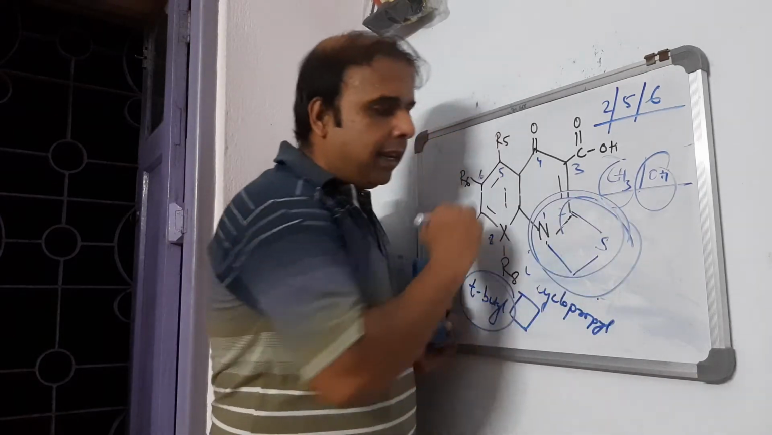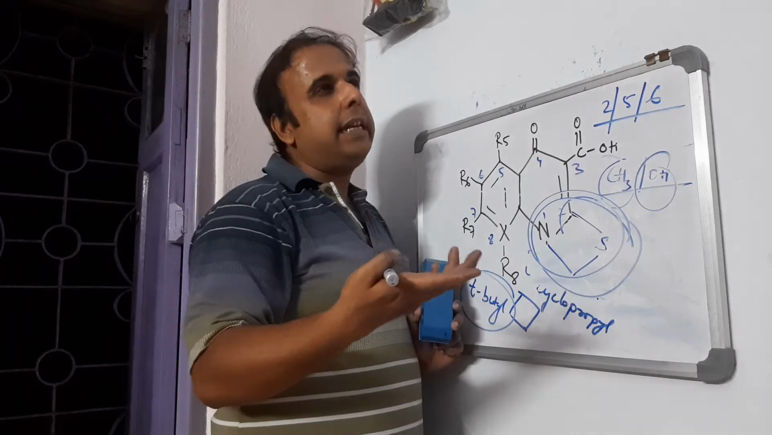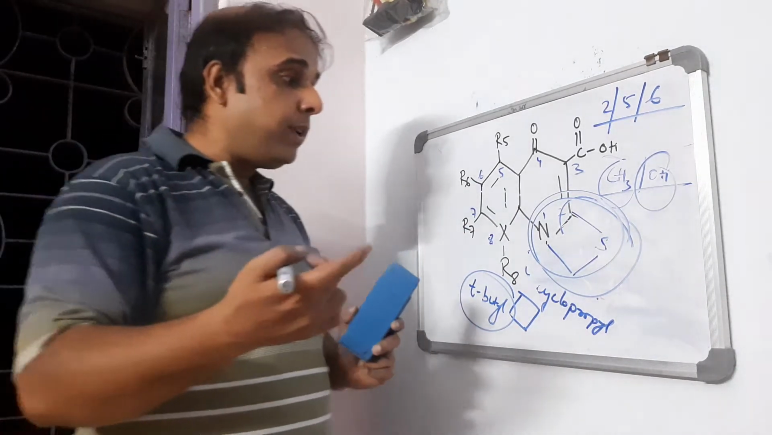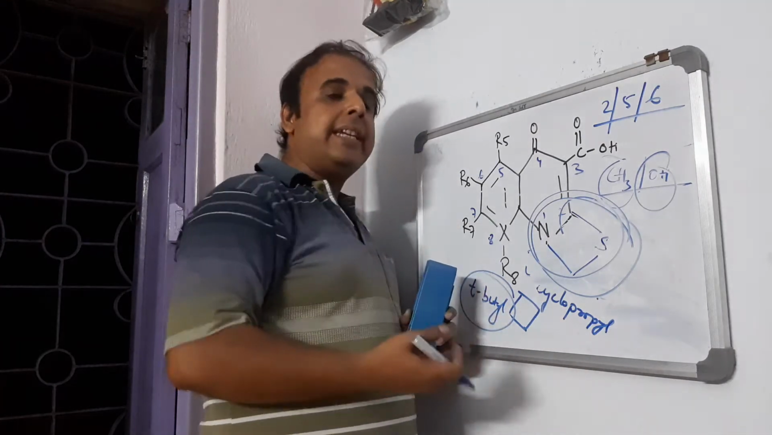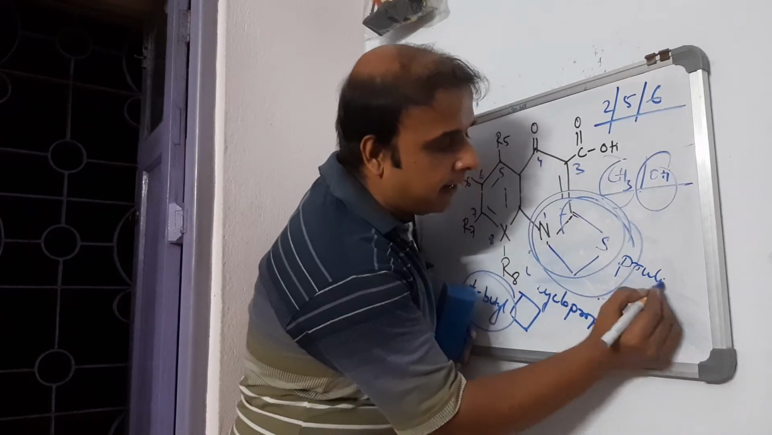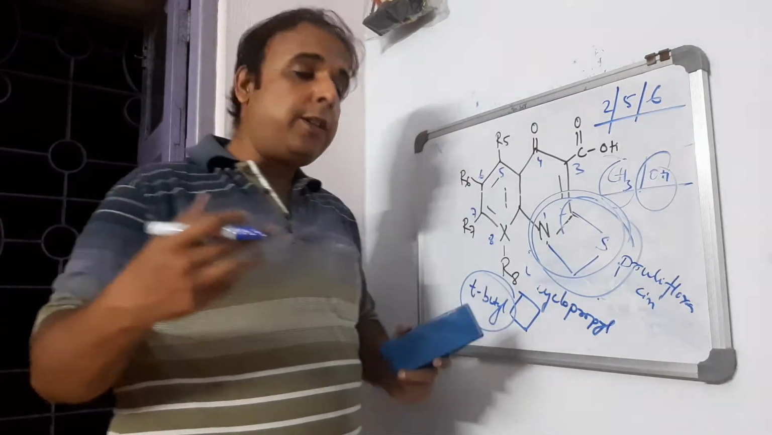This is found in one of the fluoroquinolones. I think it came in the 21st century only, it's not that it was there in the 20th century, right? The name of the drug is prulifloxacin, and it's an example of a broad spectrum antibiotic.